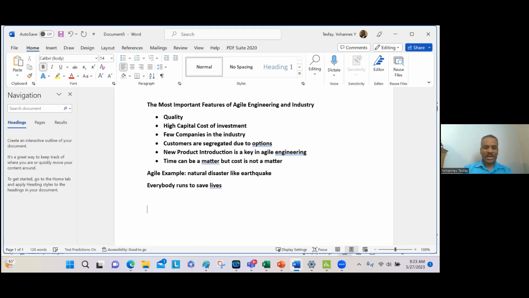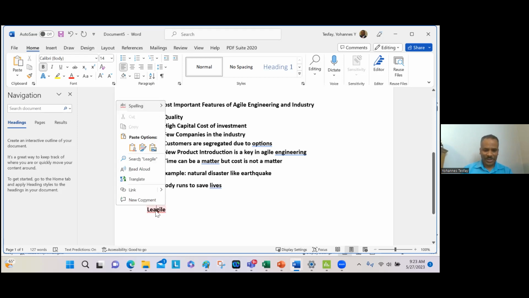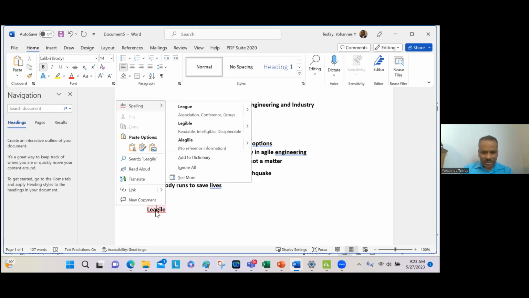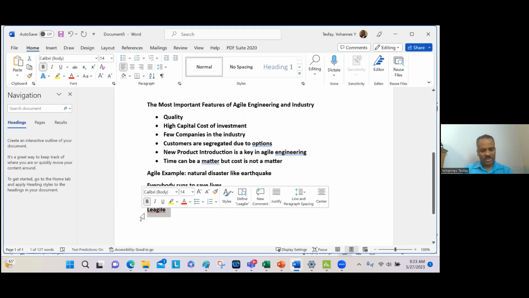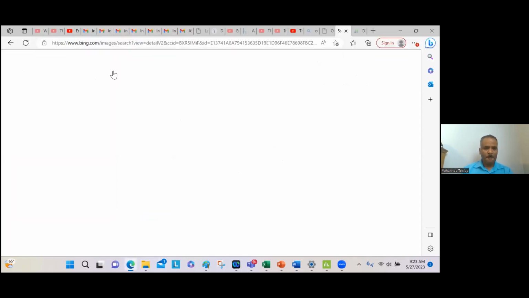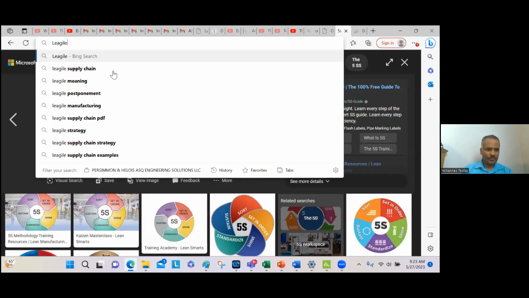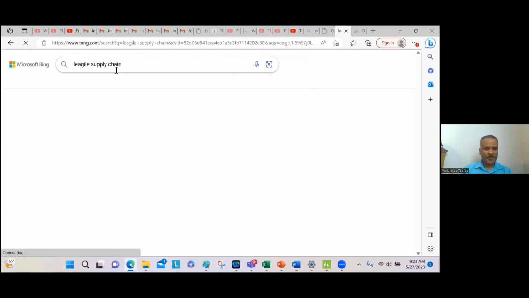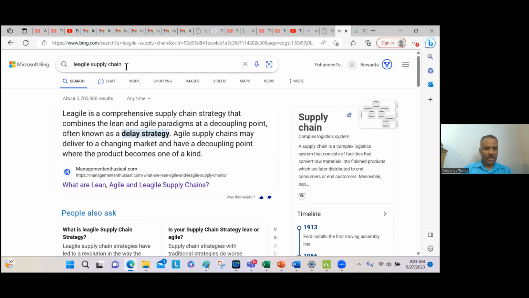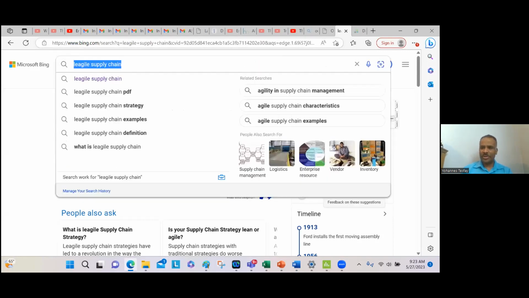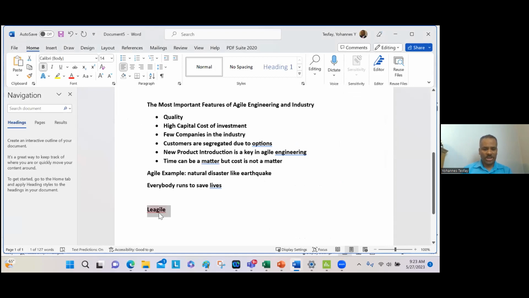The other is called agile system. Agile. Let me search this in Google. Okay. Yeah, agile supply chain. Okay. Agile. So agile system. Agile engineering.